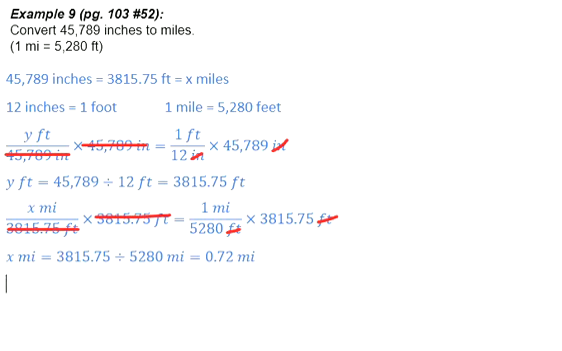So putting it all together, I can say that 45,789 inches is going to equal 0.72 miles.